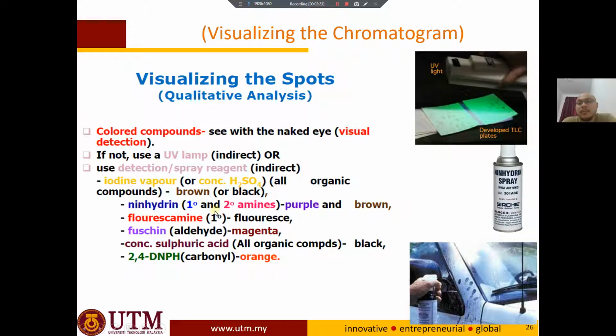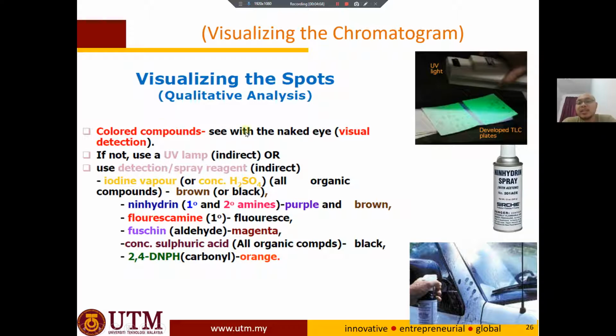For example, if we would like to detect primary or secondary amines, it will produce colors like purple and brown. You can use fluorescein, fuchsin for magenta, concentrated sulfuric acid, and 2,4-DNPH. So here are examples of how you can visualize the spots. Do you need to remember everything? No. Maybe you can just remember the easiest one, the most utilized, usually the iodine vapor and also sulfuric acid. This is the most common one for chemical enhancement.